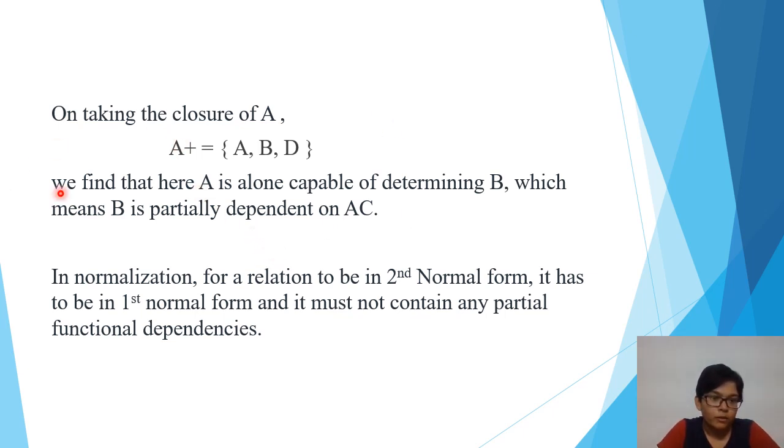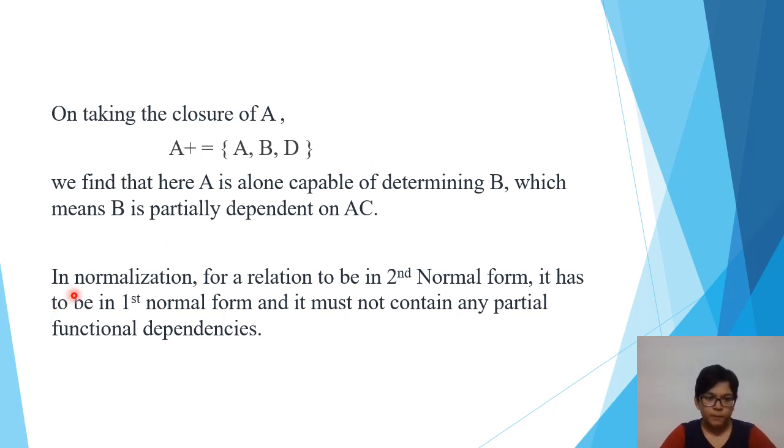Like we had that functional dependency, AC, which was determining B. So B is partially dependent on AC because A here is capable of determining B, and A alone is capable of determining B. And so here we have discussed this partial functional dependency and where it comes in the study of DBMS.